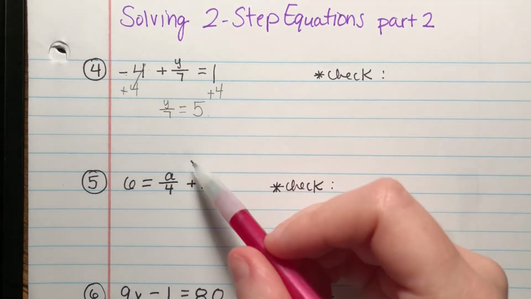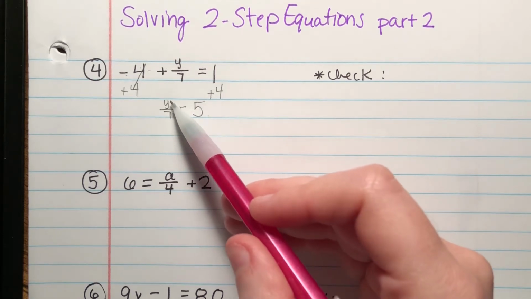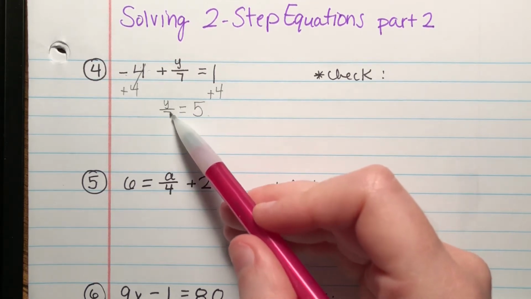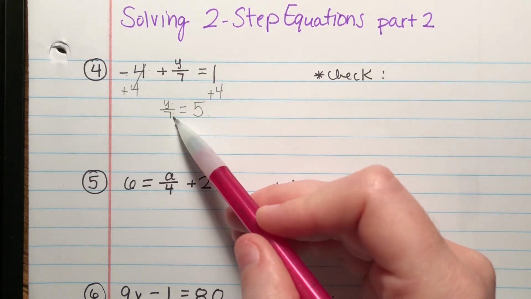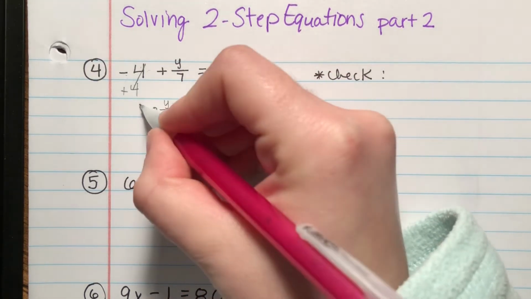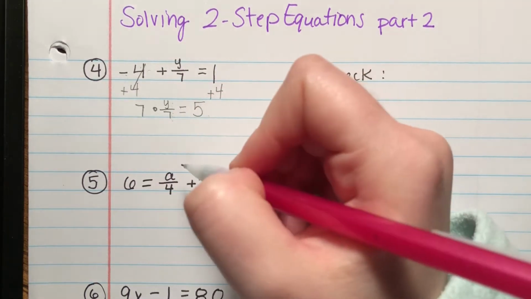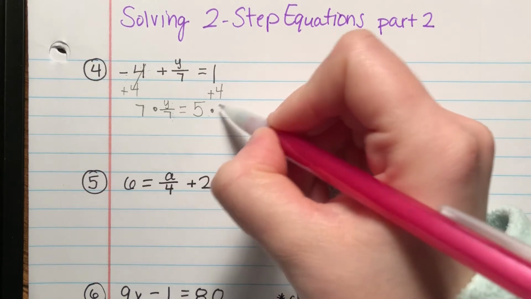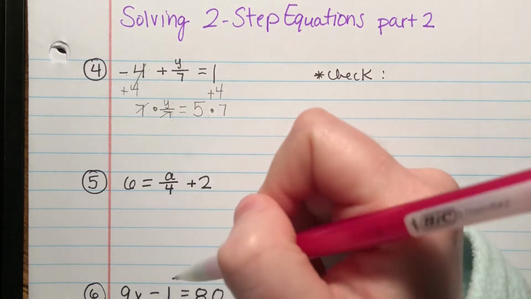Now, what operation is being done here? How am I going to get y by itself? How do I get rid of this 7? Well, this is a division problem, right? Y is being divided by 7. Since it's being divided by 7, the opposite of division is multiplication. So I need to multiply this by 7. So 7 times y over 7, and whatever I do to one side, I have to do to the other side. So these two 7s are going to cancel here.